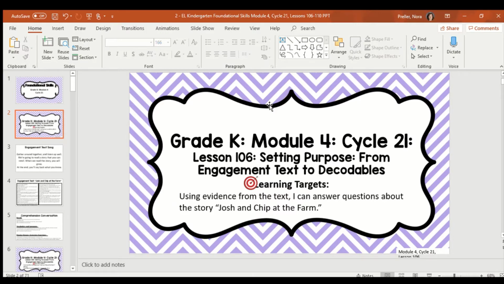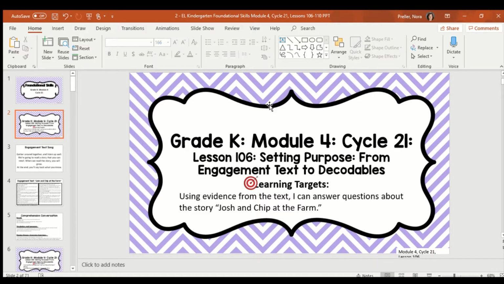For today's lesson, you won't need any supplies, just your pointer finger and to follow along. Today we're going to be reading our new decodable reader, Josh and Chip at the Farm. In this book, Josh is the character that we've read about a bunch of times. He's the rat, and Chip is that orange cat that have been in a lot of the stories, and they go on a little adventure.